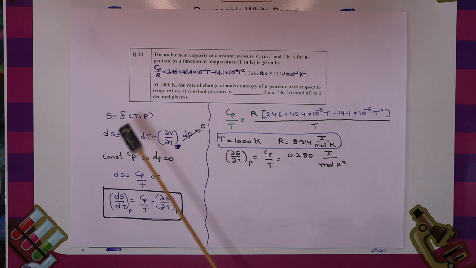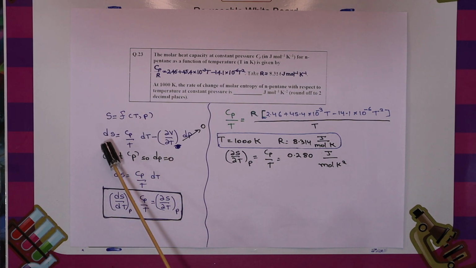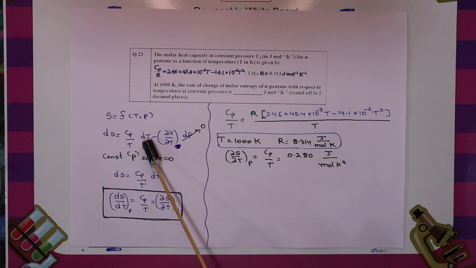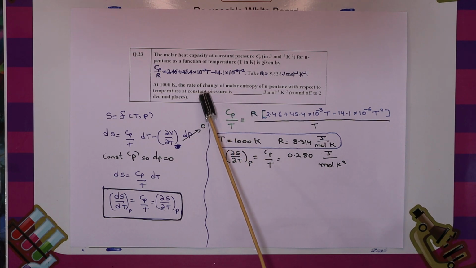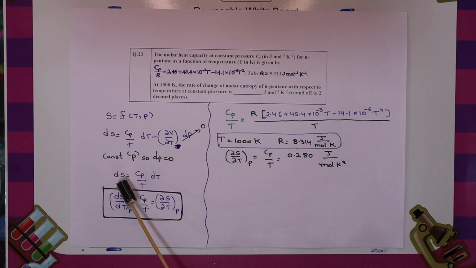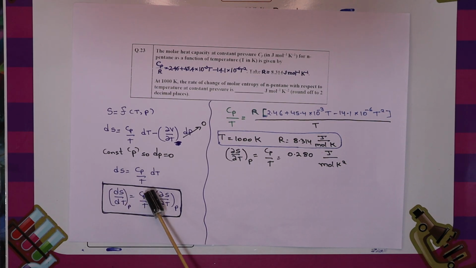We know the basic equation for entropy as a function of temperature and pressure. So dS is equal to Cp by T into dT minus dou V by dou T into dP. As we are supposed to calculate at constant pressure, dP equals 0. So dS is nothing but Cp by T into dT. Take the temperature on the left-hand side, and you get dS by dT at constant pressure P is equal to Cp by T.